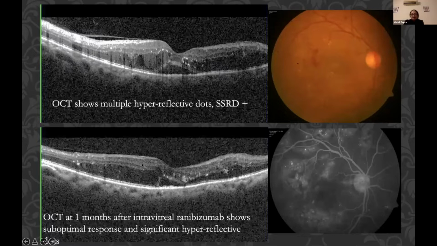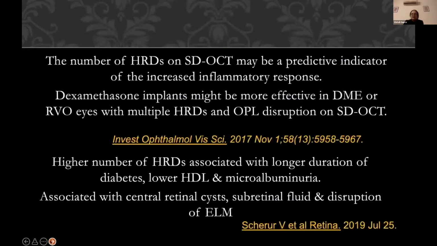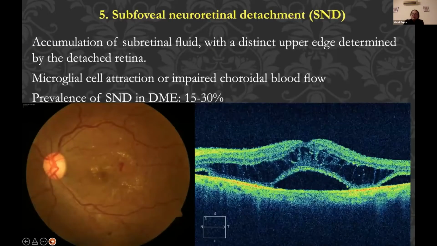Now I would show you this patient after intravitreal ranibizumab. There is some response, but still you see a lot of these hyperreflective dots, and the patient finally receives an intravitreal dexamethasone implant because the literature has addressed this issue and it responds to that.